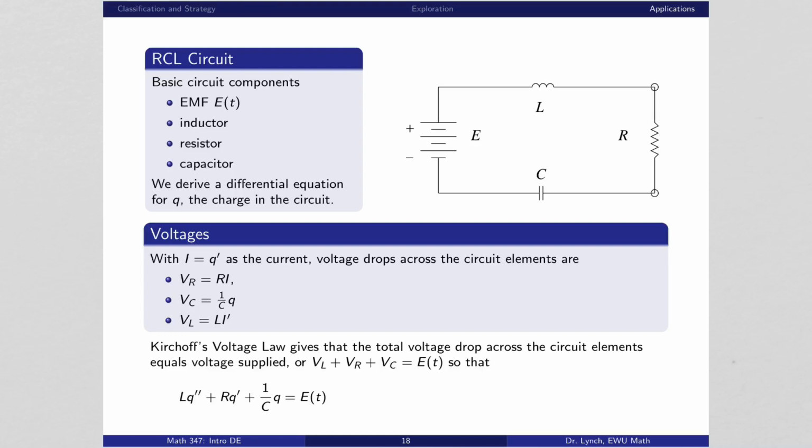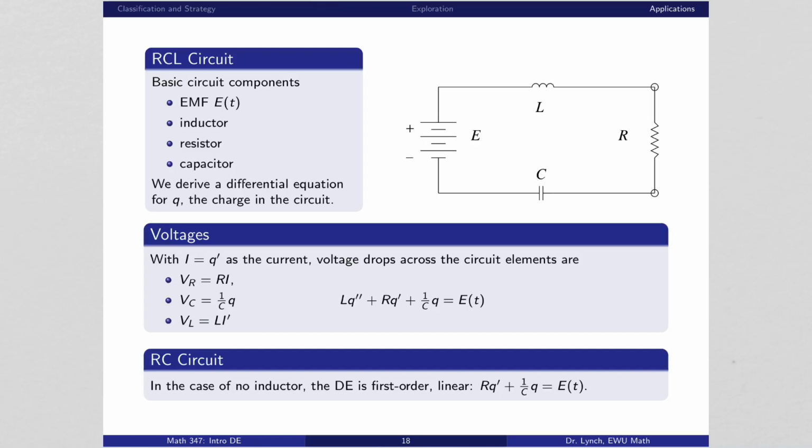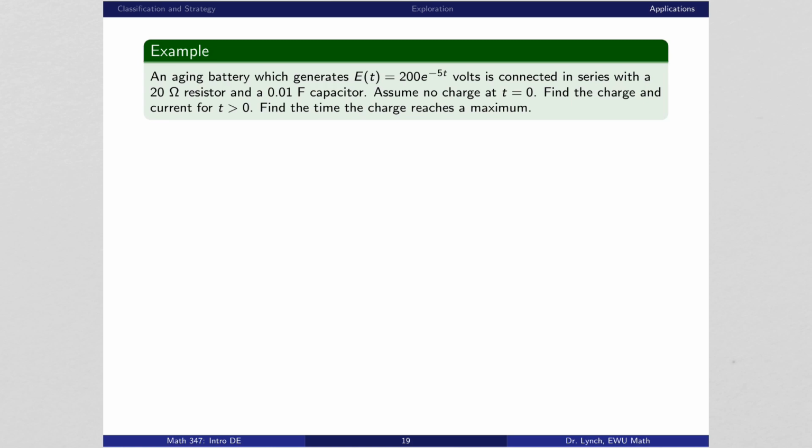So you can imagine that if there's no inductor in the circuit, you end up just with a first order equation for Q, and that differential equation is R Q prime plus 1 over C Q equals E of t, which again is the source term, or you can think of this as a battery. As an example of an RC circuit, we'll assume that an aging battery generates voltage which decays exponentially, and that battery is connected in series with a 20 ohm resistor and a 0.01 farad capacitor, 1/100th farads.